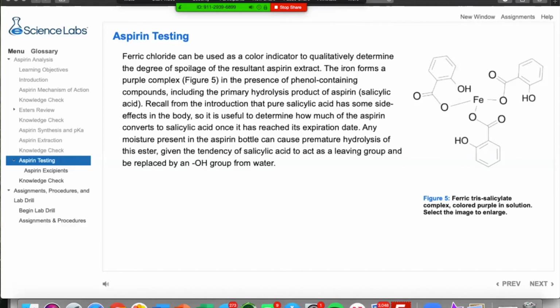Once you've extracted aspirin, you can test to see if it is expired or not. In the introduction, we talked about the side effects of salicylic acid, so it is useful to test how much aspirin has converted to salicylic acid. Any moisture present in the aspirin bottle will hydrolyze the ester to form salicylic acid. To test to see if aspirin is spoiled, you will use ferric chloride. Ferric chloride is a color indicator because the iron will form a purple complex when phenolic compounds are present. So, if your aspirin is spoiled, it will contain salicylic acid, and salicylic acid is a phenol-containing compound, so it will form a purple complex in the presence of ferric chloride.